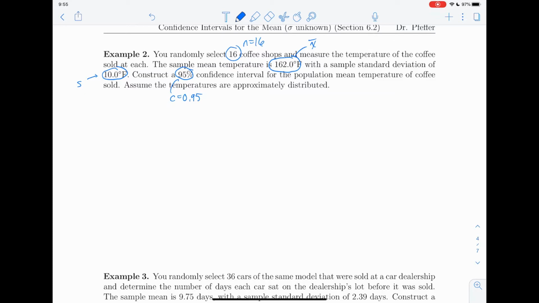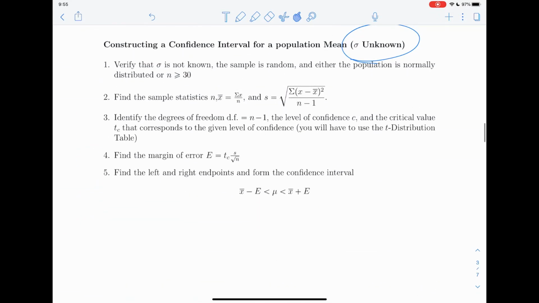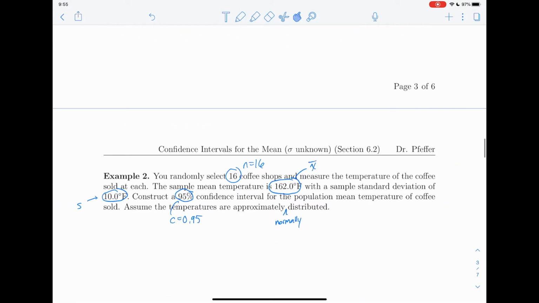And we want to construct a confidence interval for the population mean temperature of the coffee sold, where we have this final assumption that the temperatures in question are approximately, so there should be a word in here, normally distributed. Very important that we actually have that word, so an egregious typo. So what do we want to write, and what do we want to start by observing? Well, the step-by-step process we had on the previous page begins with us verifying some hypotheses. So let's do that first.